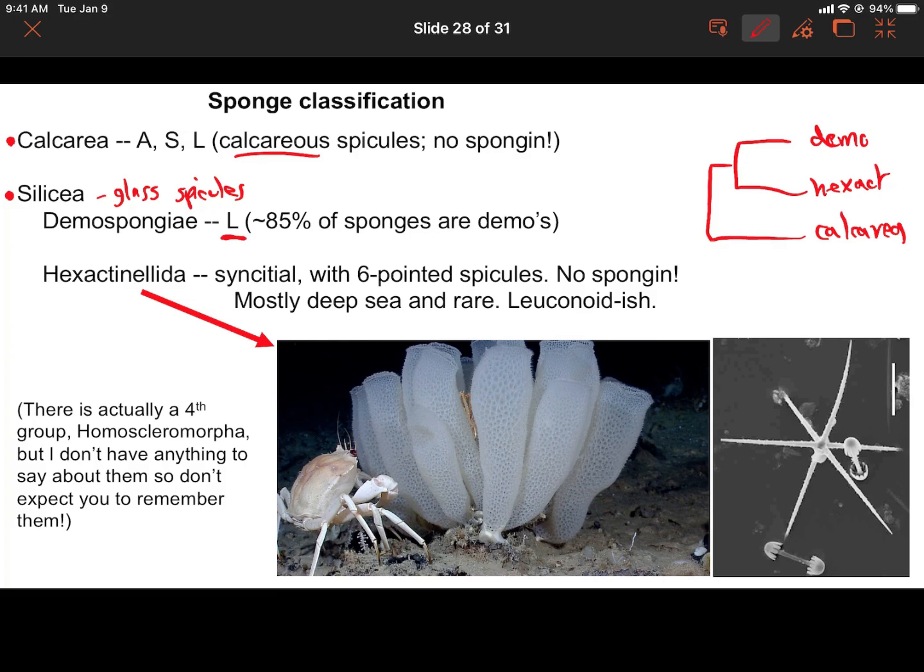The last group is the Hexactinellida, and that is a very, very strange group. They have 6 pointed spicules, so spicules that have 3 crosses, basically, so 6 tips. They don't make spongin, mostly deep sea. They're mostly pretty uncommon, although there are big reefs of Hexactinellids in the deep sea as well. It's actually kind of impossible to assign them to asconoid, syconoid, or leuconoid because of one thing. They are syncytial. So that is super strange. That means that they're composed of just a few huge multinucleate cells.